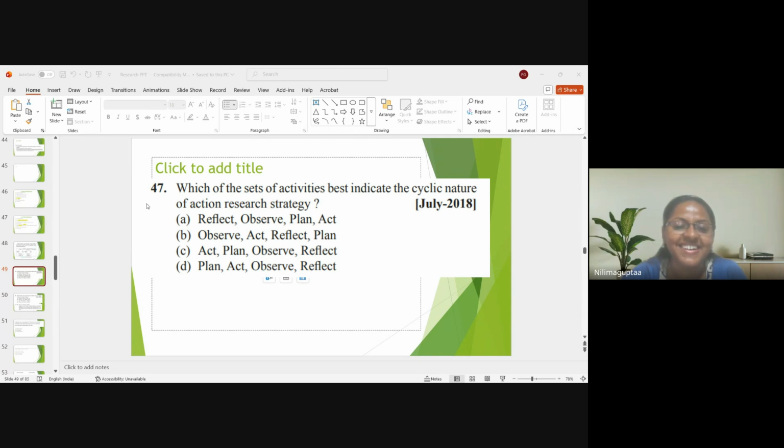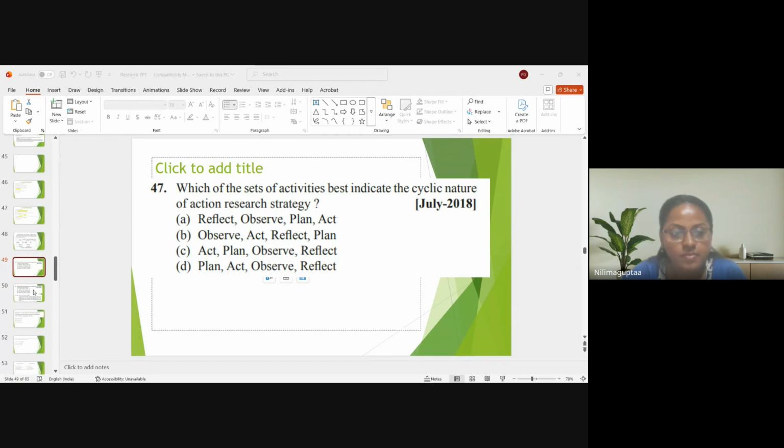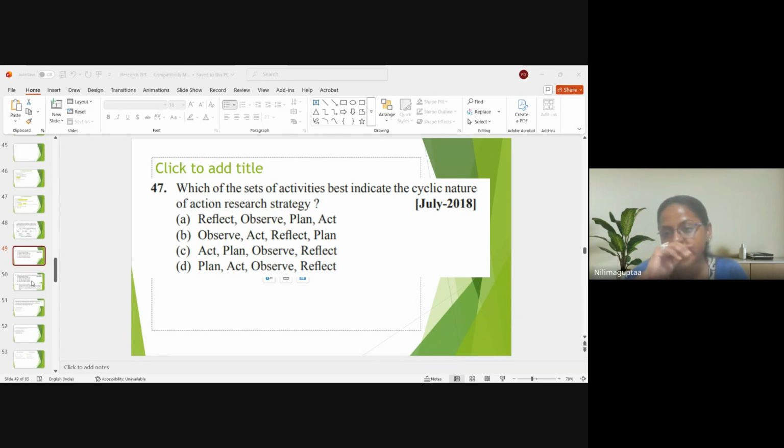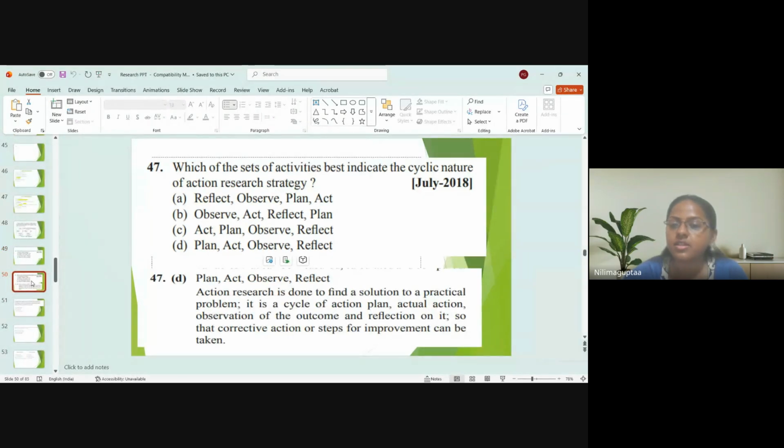Yes. Okay, so this is a very simple question, and because we are discussing and immediately having questions, it is becoming easy. Yes, all of you have given the correct answer. Perfect. The answer is very easy. That is plan, act, observe, and reflect. See, such a simple question can also come and it can fetch you marks. So yes, the answer is D.